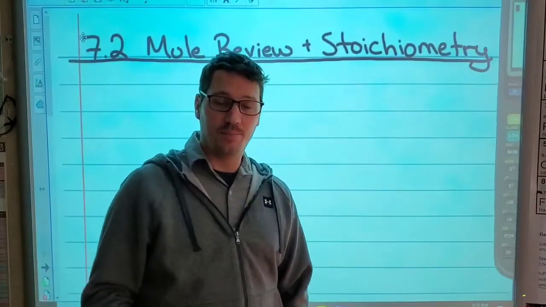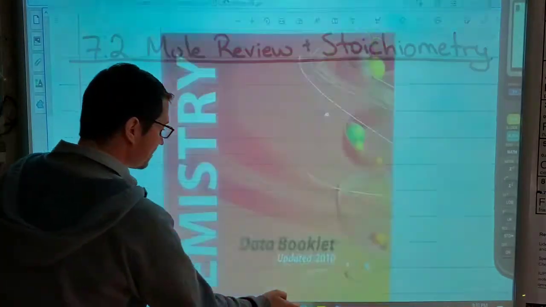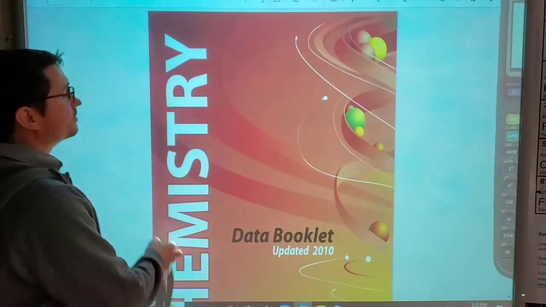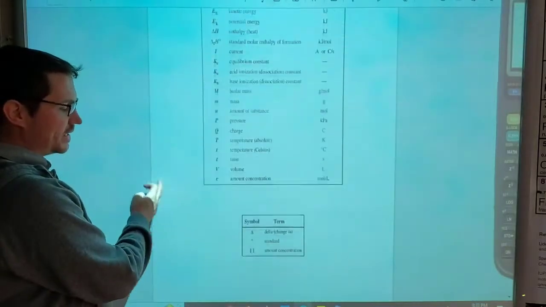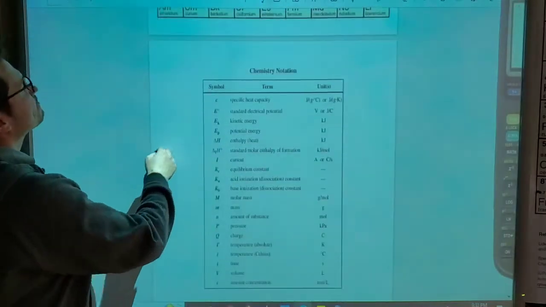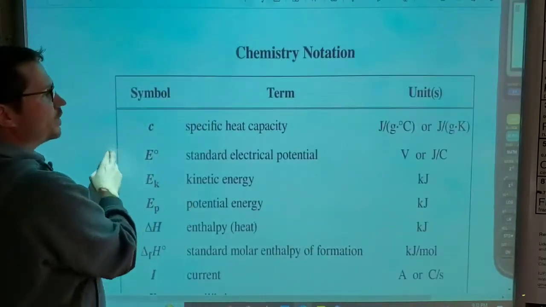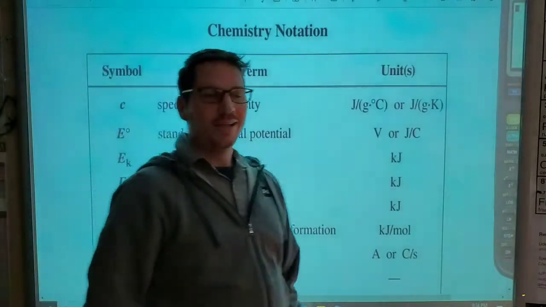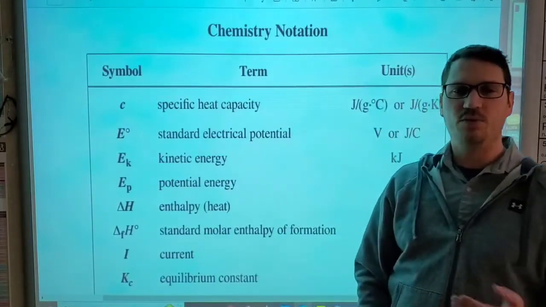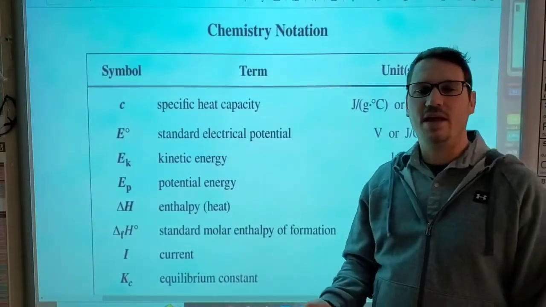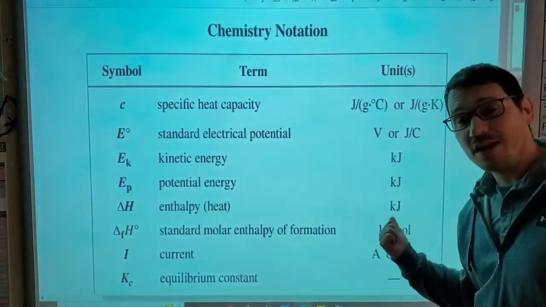So get out your data booklet and go to one of the very first pages after the periodic table. We're going to scroll past the periodic table to page 2. And on page 2, it's got a really good chart. This chart details a lot of different values that we're going to be using over Chem 20 and Chem 30. It defines their name, the symbols that we use in calculations, and it also defines the units.